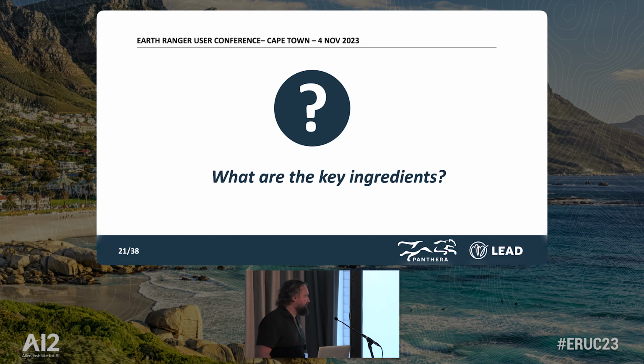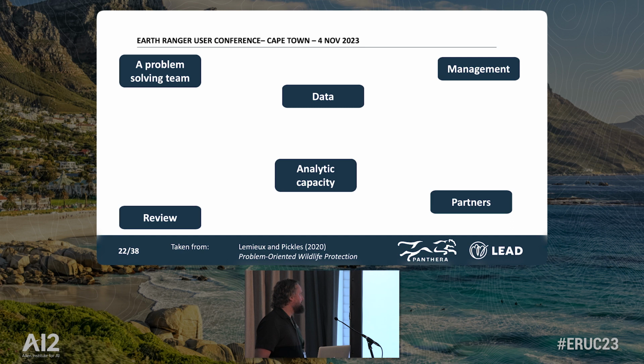So what are the key ingredients to a good problem-solving approach? Basically, what Rob and I have looked at over the years, when this has been successful, is there are 6 key ingredients, maybe more, but these are the 6 that we really focus on. You're going to need a problem-solving team. You're going to need data. You're going to need analytic capacity. You're going to need management, partners, and review, right?